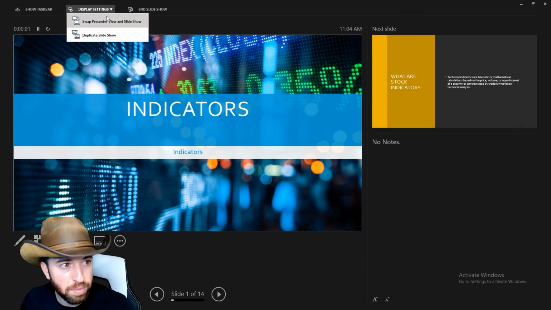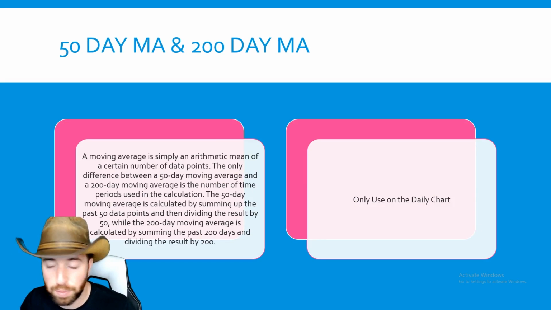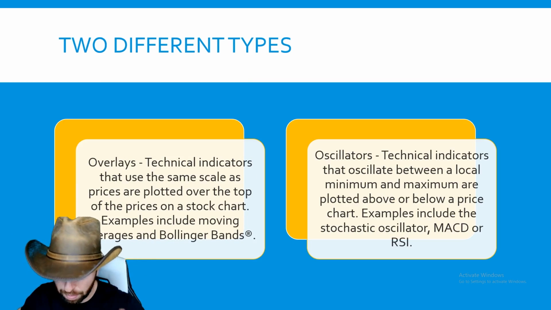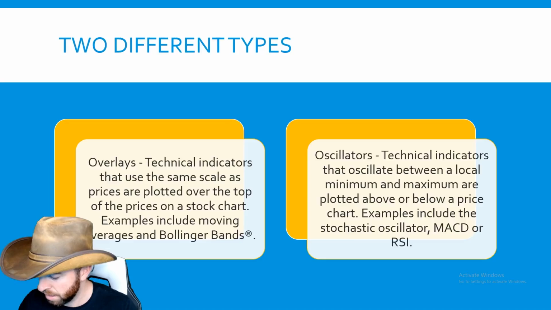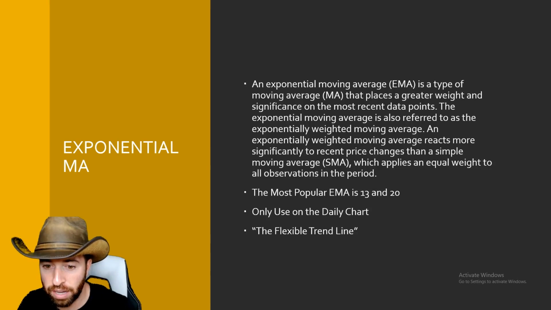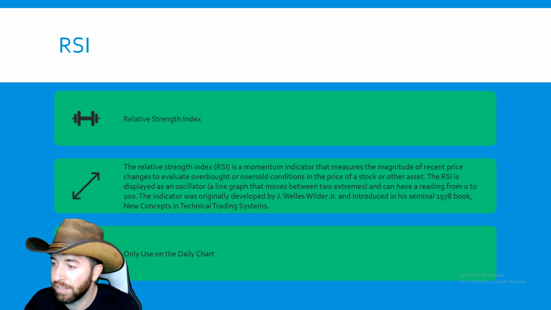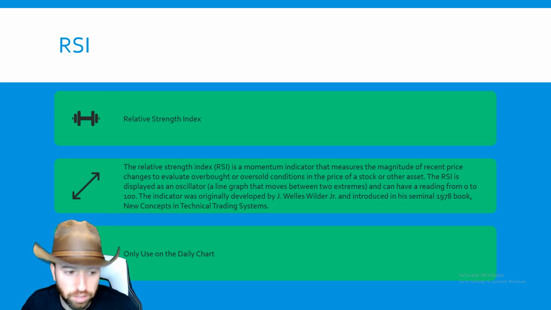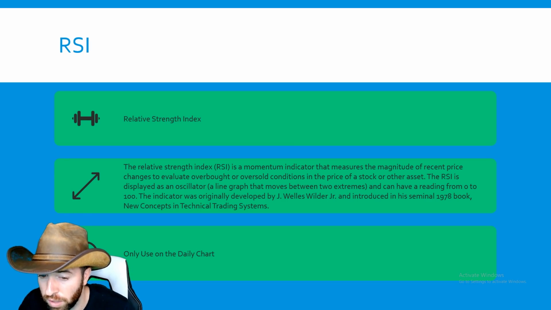Okay? So now let's start talking about some oscillators. Oscillators, as we learned, are going to be on the top or bottom of the charts. Let's talk about some of the most popular ones. Okay? So the most popular oscillator that you guys are going to want to be using is going to be the RSI. Now, the RSI stands for Relative Strength Index. The Relative Strength Index is a momentum indicator that measures the magnitude of recent price changes to evaluate overbought or oversold conditions in the price of a stock or other assets.